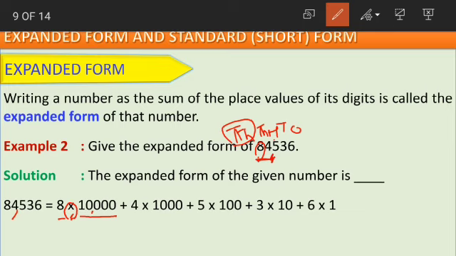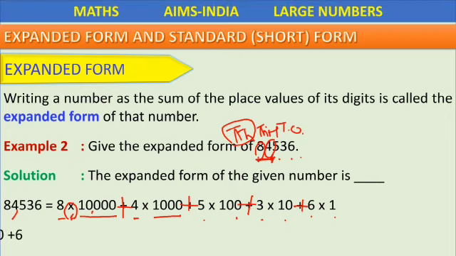And then the place value of 4 in thousands place is 4 into 1000. 5 is 5 into 100. 3 in tens place, 3 into 10. 6 in ones place, 6 into 1. After writing all these place values, we simply have to add them up. We simply have to put a plus symbol in between them. This will give us the expanded form. Isn't it simple, children? If you understand the place values clearly, you can write the expanded form easily.